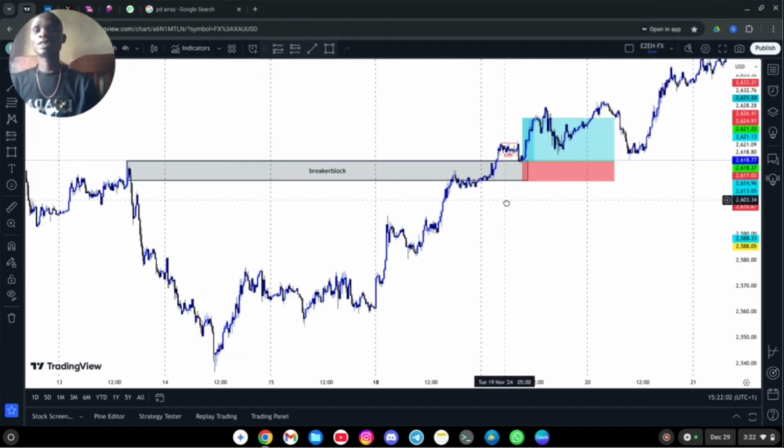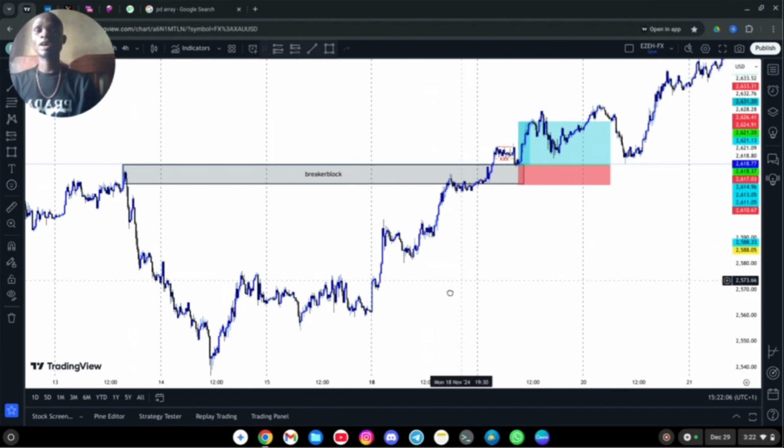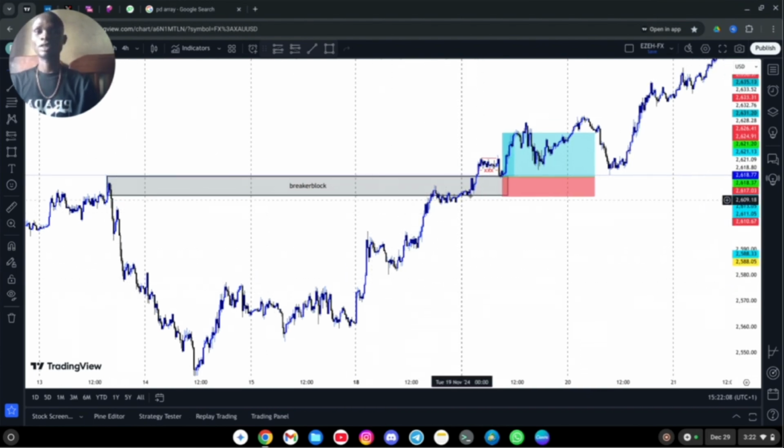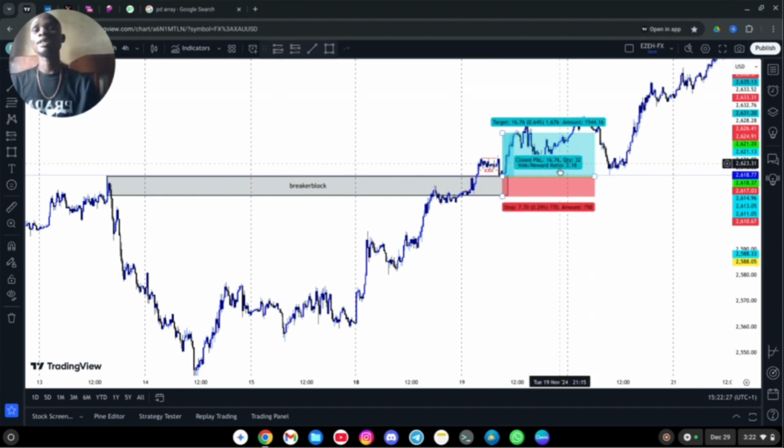Now, what makes this Breaker block valid is that a Breaker block must have an inducement. One, this is an inducement. A Breaker block must sweep liquidity. Look here, it swept this liquidity here. You see it? That is what makes this Breaker block valid. And watch, immediately price came back, tapped into the breaker, and the market bought immediately.